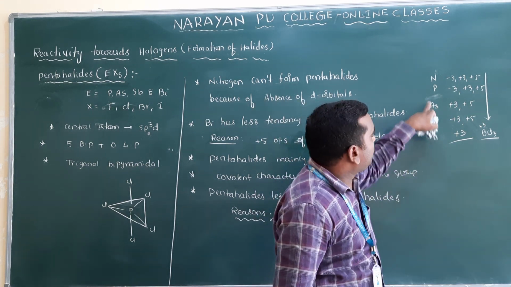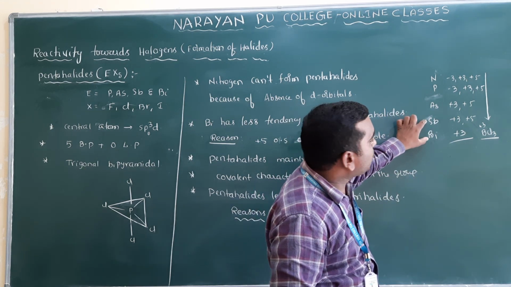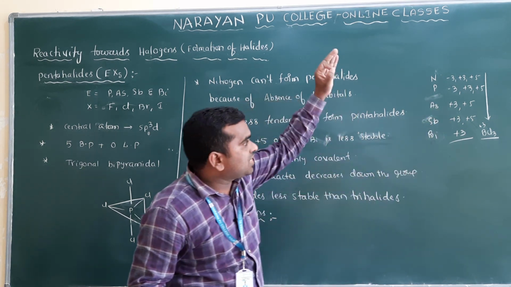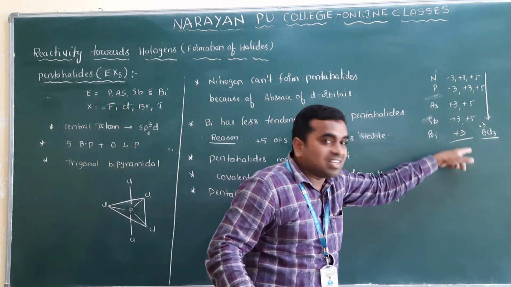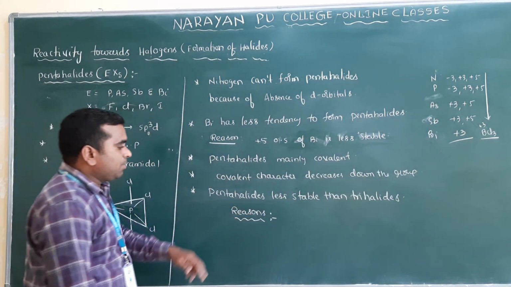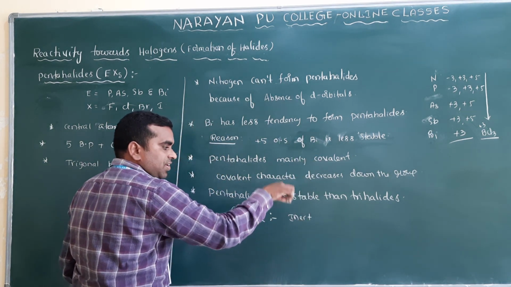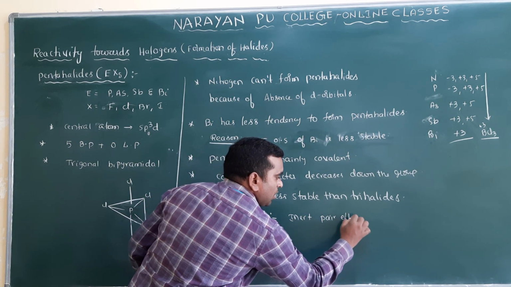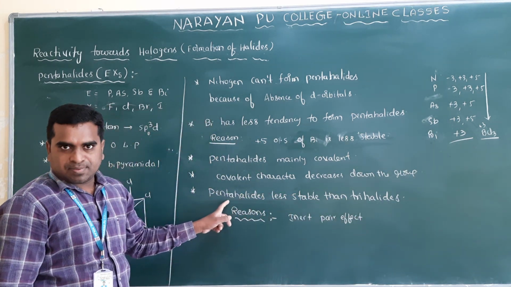But down the group the inert pair effect increases. So antimony and bismuth mainly form trihalides only. That's why the stability of pentahalides decreases and the stability of trihalides increases down the group. The main reason is the inert pair effect, which increases down the group. This is the important one: that's why trihalides are more stable than pentahalides.